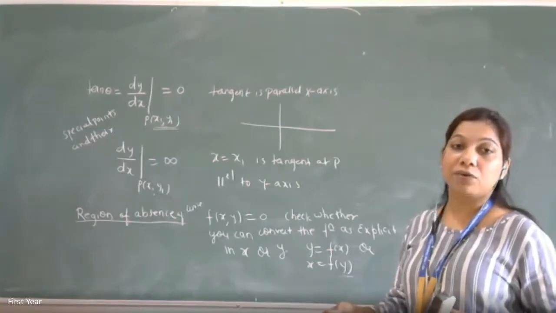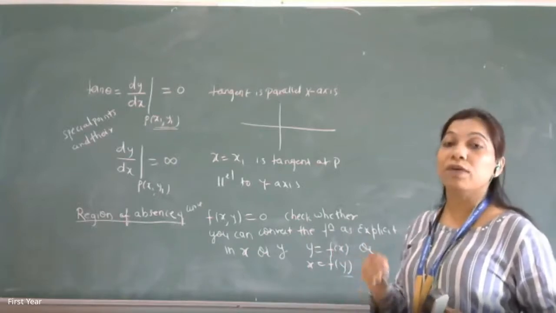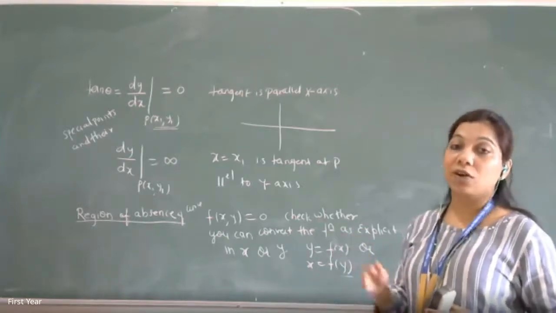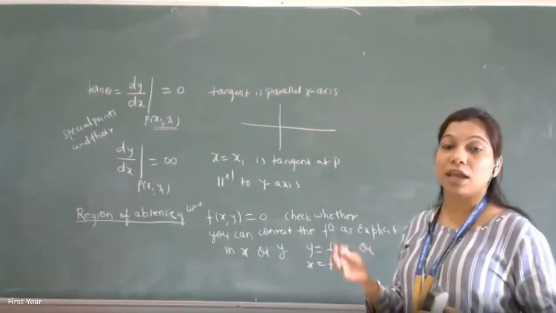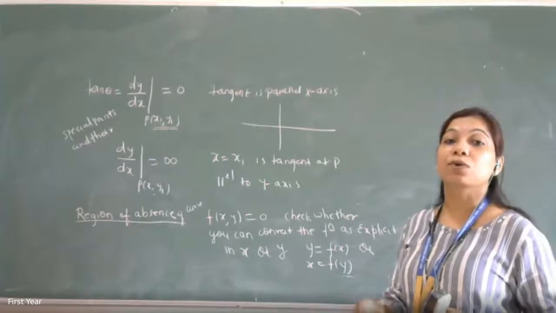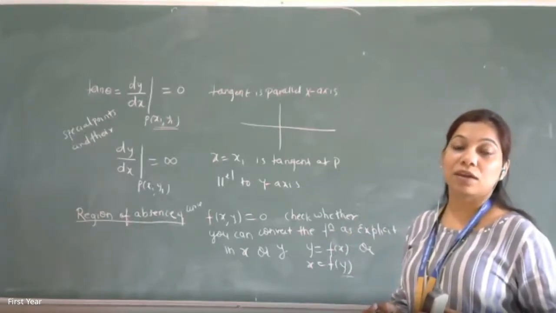For this value of x, y won't exist, or for this value of y, x won't exist, and obviously that will give us the boundary, that beyond this the curve will not be there, on the left hand side the curve will not be there. That is called region of absence. Is this okay? Do you understand?